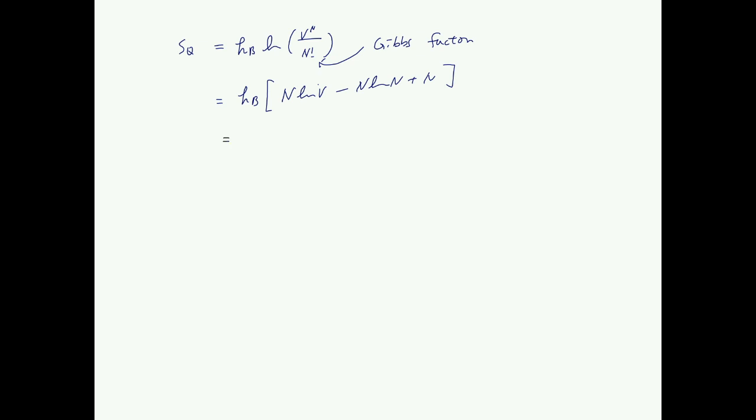Then you can write this as N k_B times (1 plus log V divided by N). V divided by N is related to your density. If you want to combine this into a single equation, you can imagine that this 1 is nothing but the log of e, where e is our constant, so you can absorb it into the logarithm.